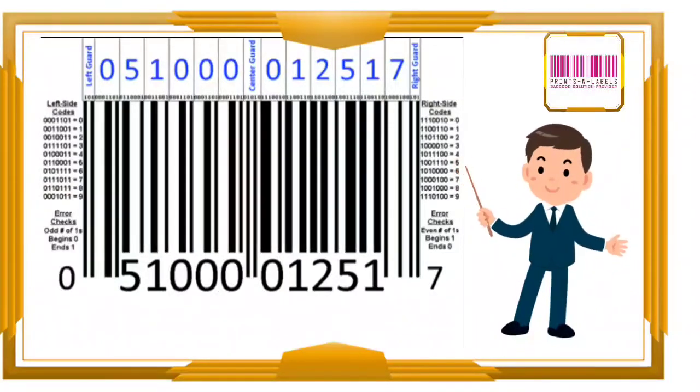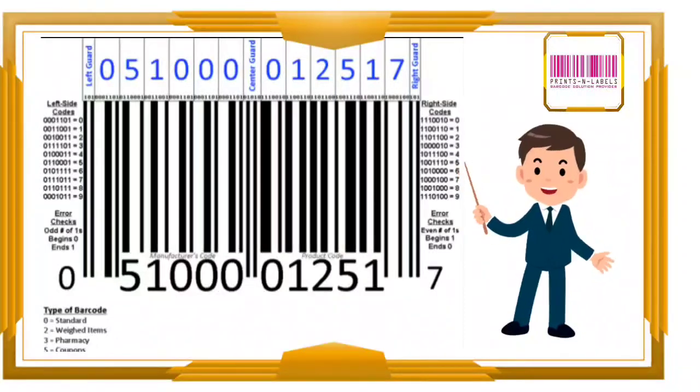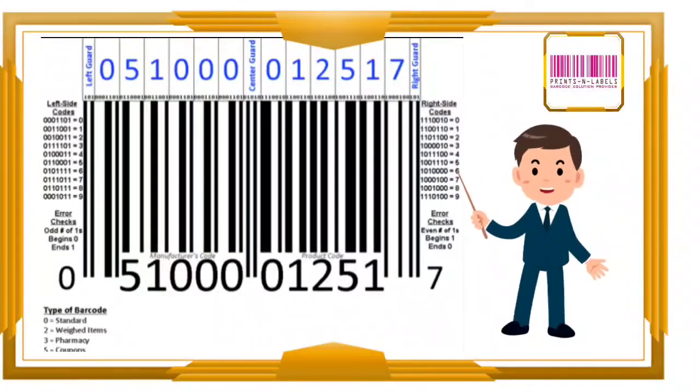Well, the first number on the left-hand side, the 0, which is outside of the actual barcode, tells us what type of barcode this is. A 0 is a standard barcode, a 2 is a weight item like fruit or meat, a 3 is a pharmacy item, and a 5 is a coupon. The next set of 5 numbers tells us who the manufacturer of the product is. In this case, it's the Campbell Soup Company. The second set of 5 digits tells us the product code, which in this case is a 10 3/4 ounce can of chicken noodle soup.